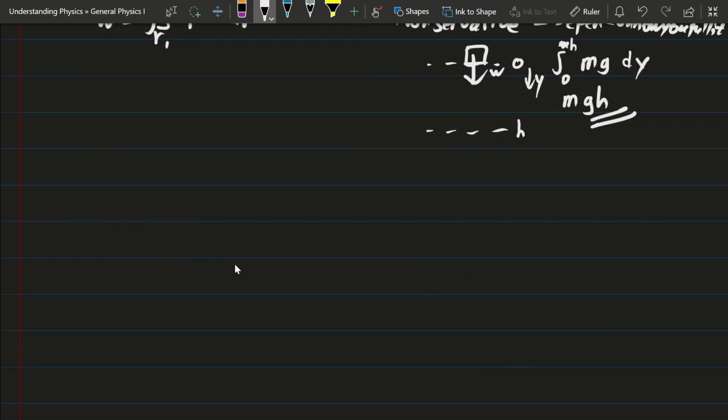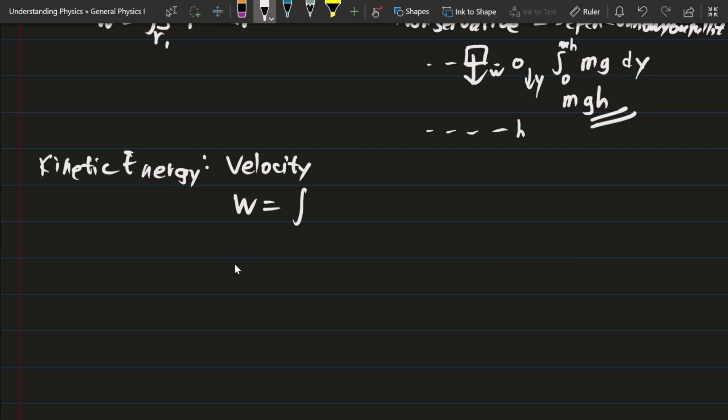So we have discussed special cases in work. Now I want to discuss one of the important energies, which is kinetic energy. Kinetic energy is the energy which comes from velocity, so it relates a lot with velocity. The way that we'll derive this is from work. You know work to be the integral from the first point to the second point of f dx.